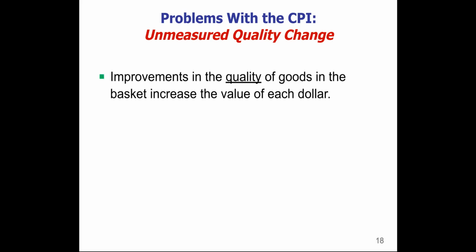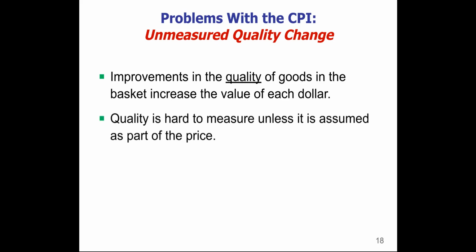The third problem is quality. Remember, CPI and the market basket only care about the price of the product. Improvements in the quality of the product are not part of CPI. So it could be that the price has gone up, but the quality also went up, or the price stayed the same and the quality went up. Either way, if we're getting more quality, our money is going further and we're getting more value for the money that we're spending. But quality is really hard to measure.